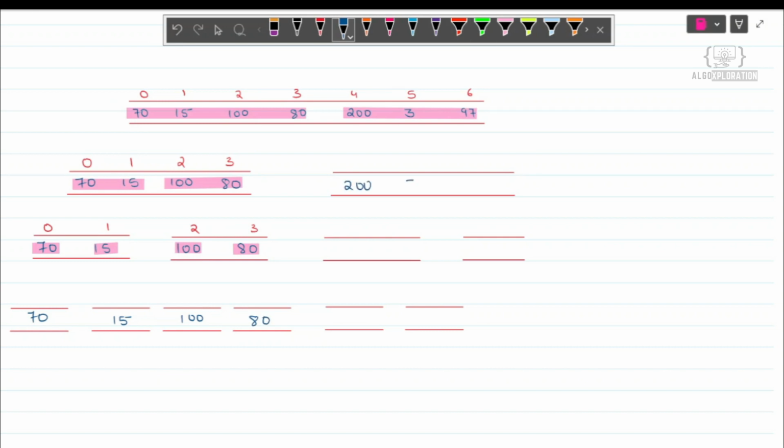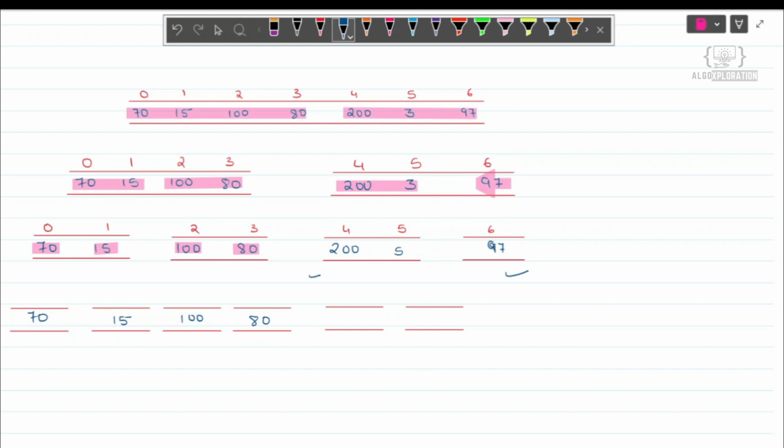Let's divide this array also. 200, 3 and 97. Indexes 4, 5 and 6. If we calculate the mid, it will be 5. So from 4 to 5, first array, and from 6 to 6, second array. Now again 200 and 5. Indexes will be 4 and 5. This will be 6. That will be 97. Now this array contains only single element, so we don't have to go further.